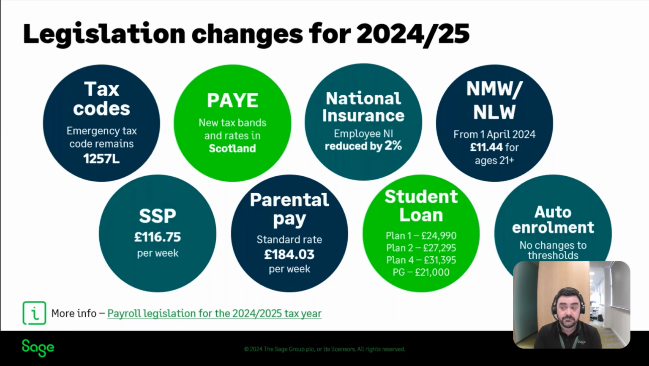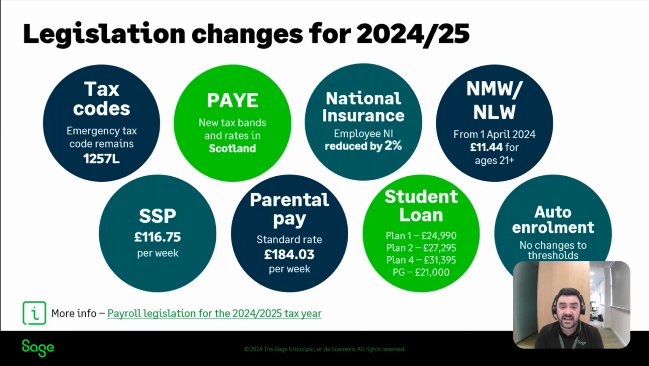For PAYE, there are no changes to bands and rates in England, Wales or Northern Ireland, but there are some changes that apply in Scotland, and that's to employees that have a tax code starting with an S. There's an introduction of a new tax band, the advanced rate of tax, and also an increase to the top rate of tax in Scotland. And you can view that legislation within your legislation settings.